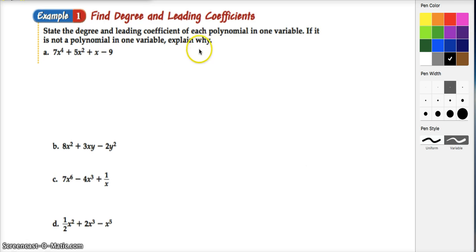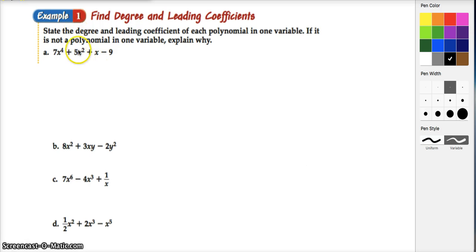If it is not a polynomial in one variable, explain why. All right, so here we do have a polynomial in one variable. I can see all the x powers are positive and whole numbers, and nothing's being divided in the denominator, we're good to go.